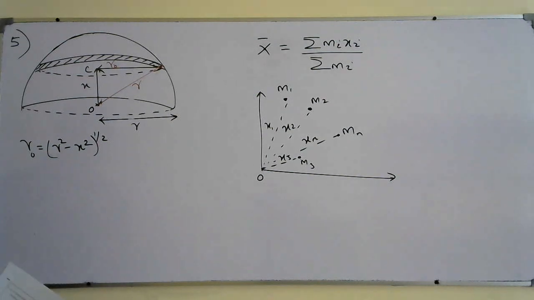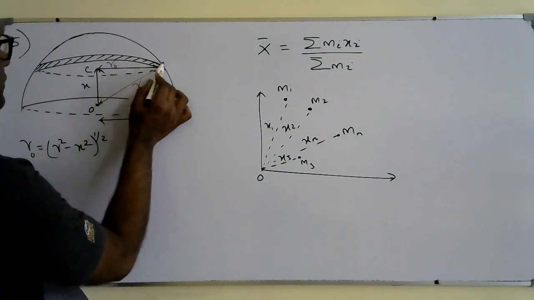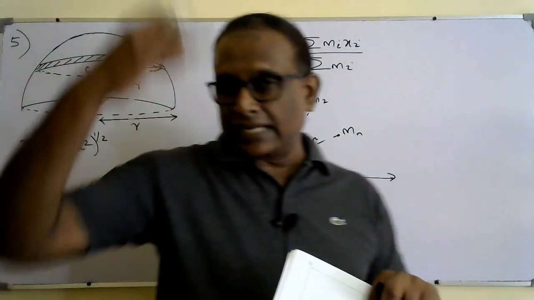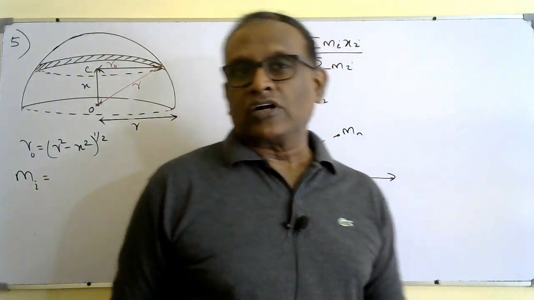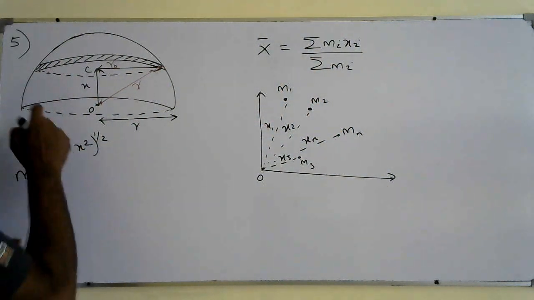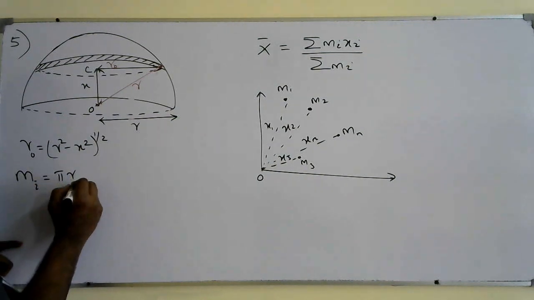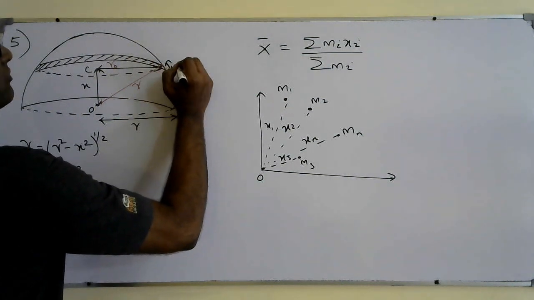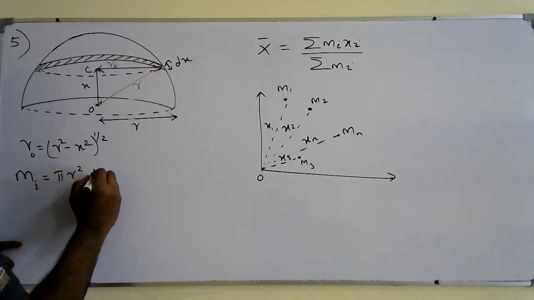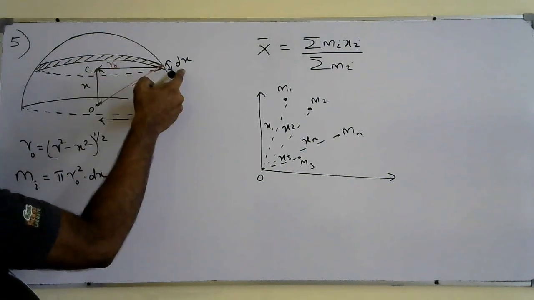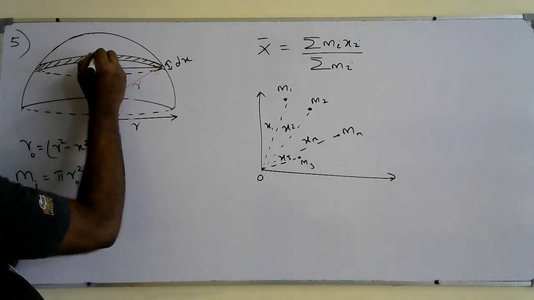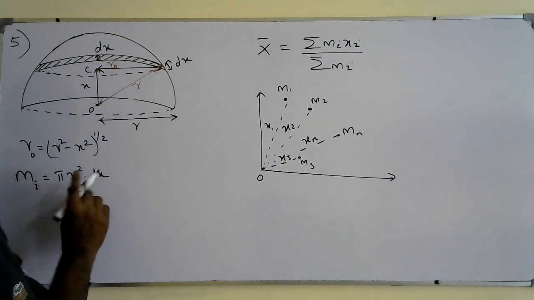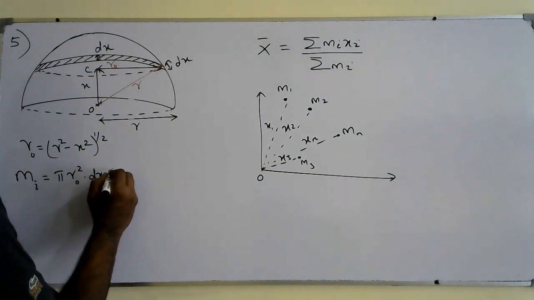Okay, that is R0. So what could be the mass of this disk, Mi? There are several disks that could fill the hemisphere. One of the disks I took, its mass is equal to its volume, pi R0 squared into the thickness. I took the thickness or height of this disk as dx, because at distance x, the thickness is dx. So pi R0 squared dx into the density, let it be rho.